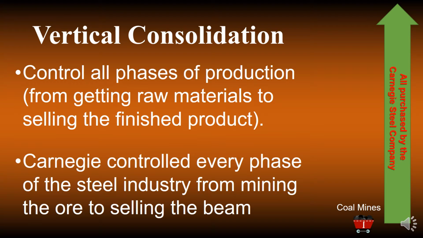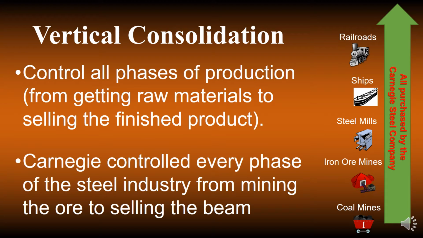He owned the coal mines. He owned the iron ore mines. He owned the steel mills. He owned the ships that transported them, as well as the railroads that transported them as well. Every single aspect of production was under Carnegie's control.